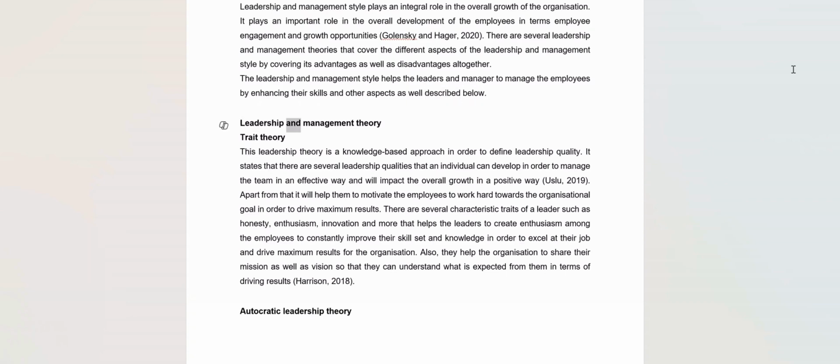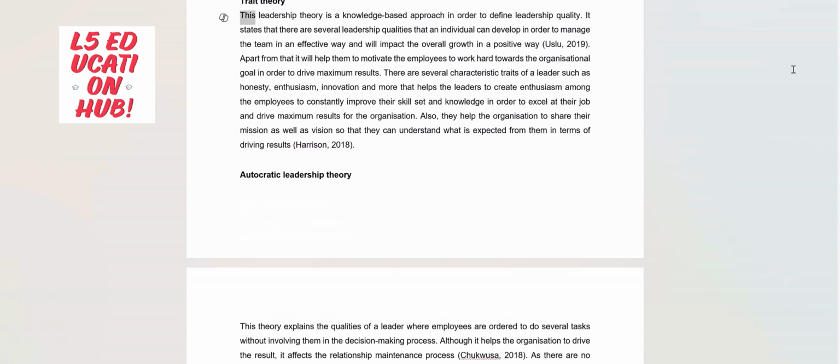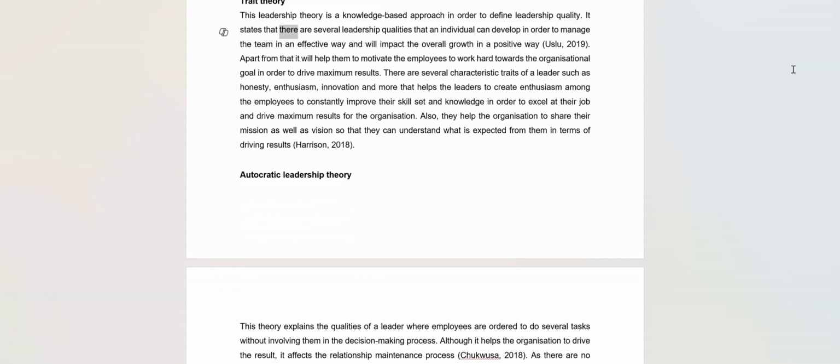Leadership and management theory. Trait theory. This leadership theory is a knowledge-based approach in order to define leadership quality. It states that there are several leadership qualities that an individual can develop in order to manage the team in an effective way and will impact the overall growth in a positive way, Uslu, 2019. Apart from that, it will help them to motivate the employees to work hard towards the organizational goal in order to drive maximum results.